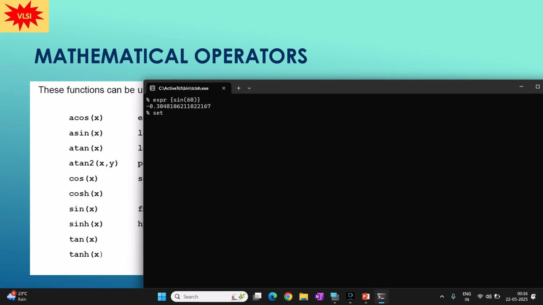So, rad value. To convert it into radians, what I have to do is expr 60 multiplied by pi, whose value is 3.14, and divided by 180. I hope you remember this maths.